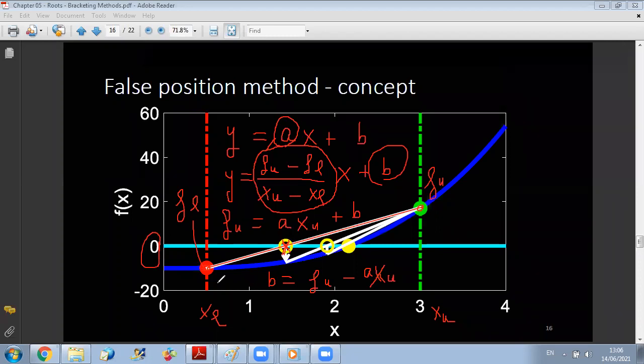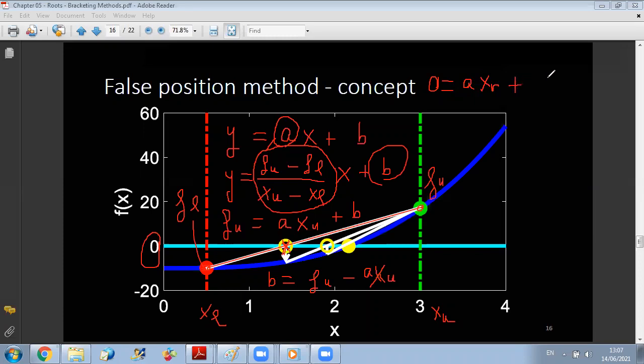So now to know what is x of the root, I just have to set y equal to 0. If I replace in my equation y by 0, what do I get? I get 0 equals the slope a times x at r plus b. I don't know what xr is. I want to find it. I want to find the xr for which I get f equal to 0. So it is the intersection with the x-axis.